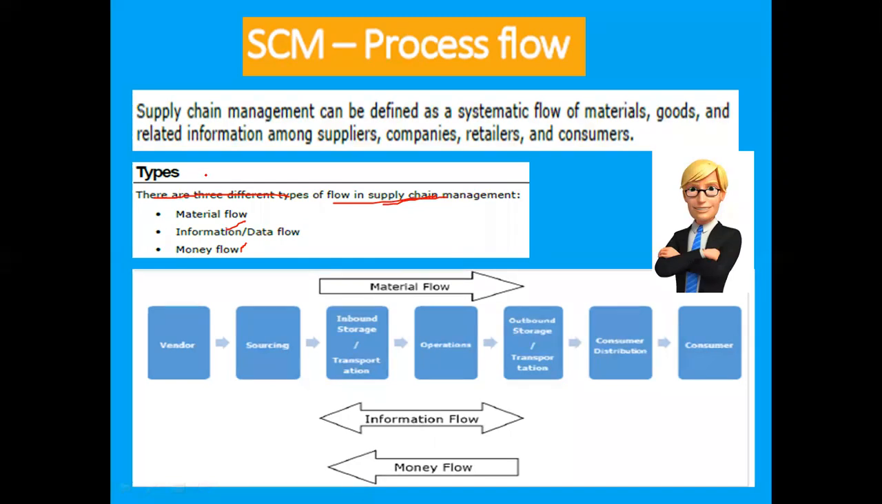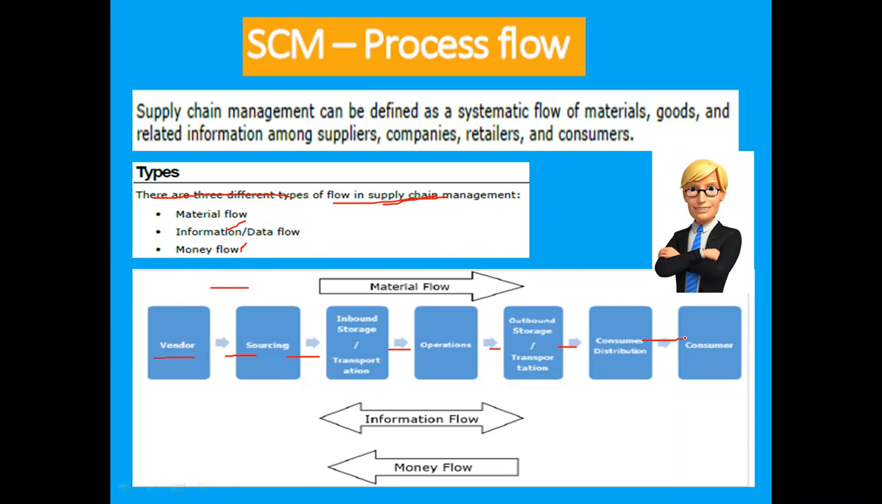If you see here, see the bottom diagram. From the vendor to the customer, what is going from the vendor to the customer. Sourcing is going from the sourcing. You are having inbound storage or transportation. From the transportation, you are going for operations. Once the operation is done, you are getting the transportation again for shipment. Next, the consumer distribution, from consumer distribution to the consumer.